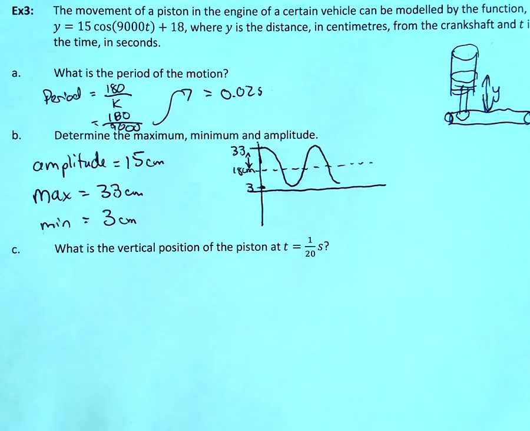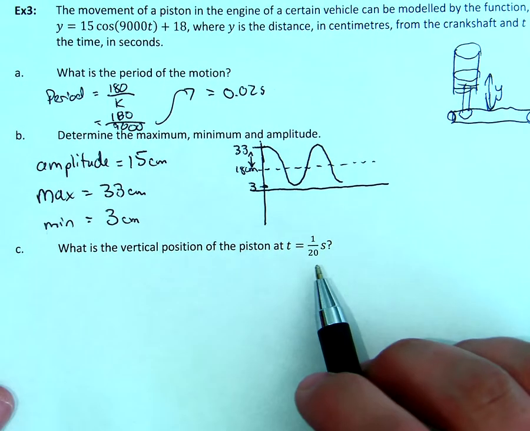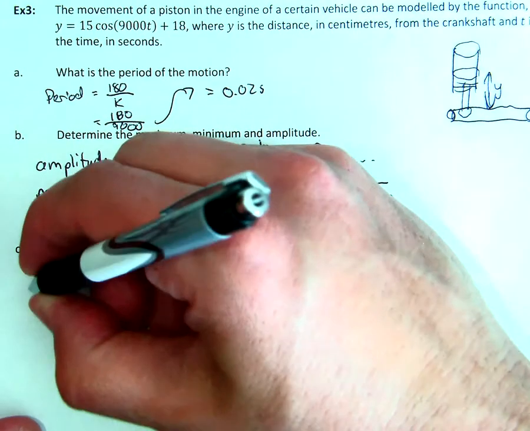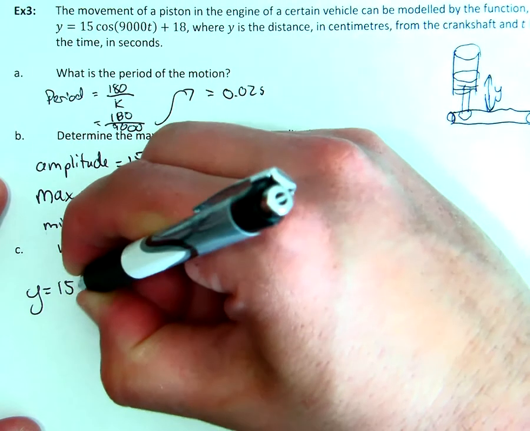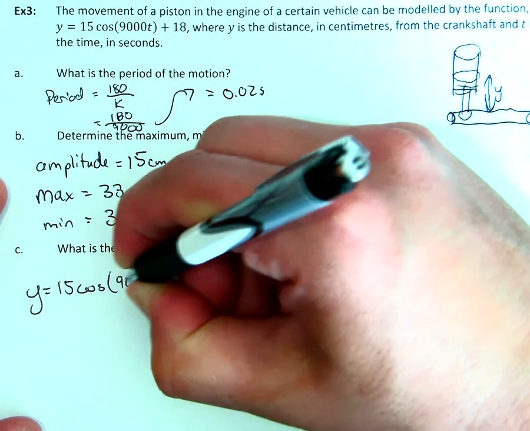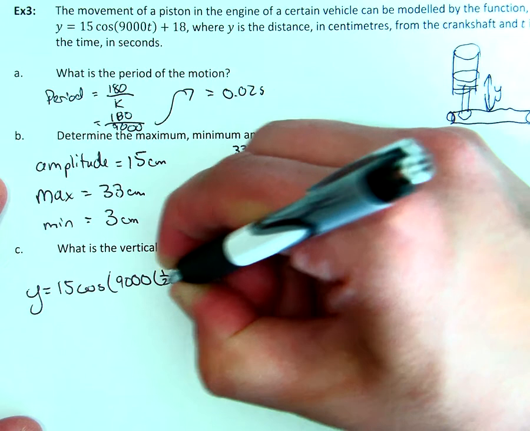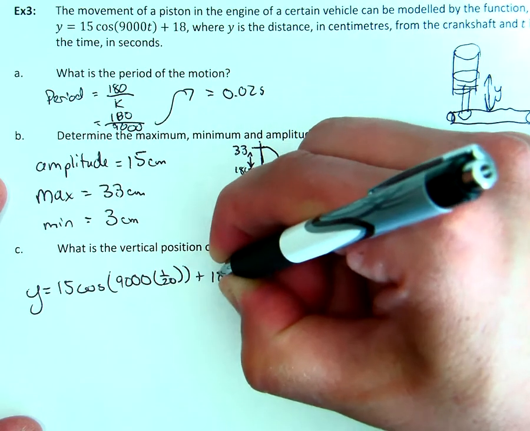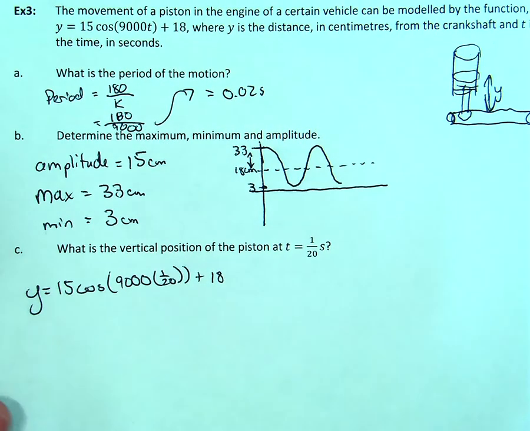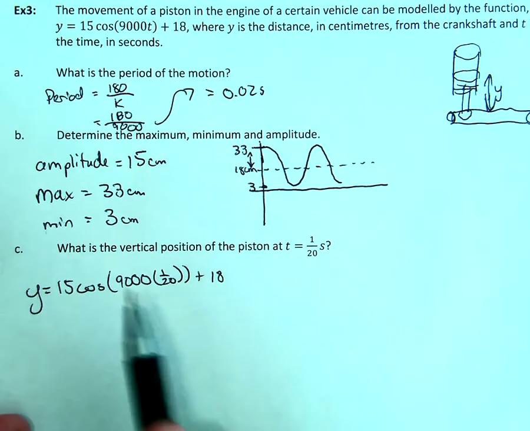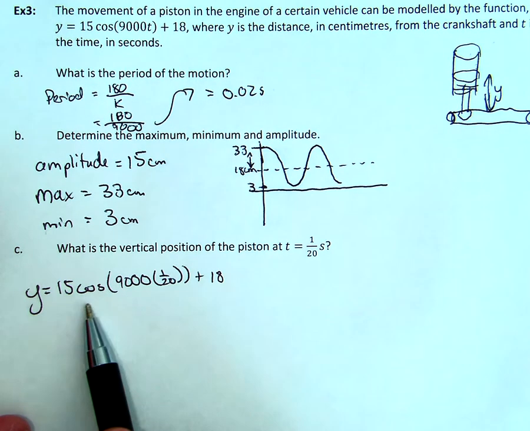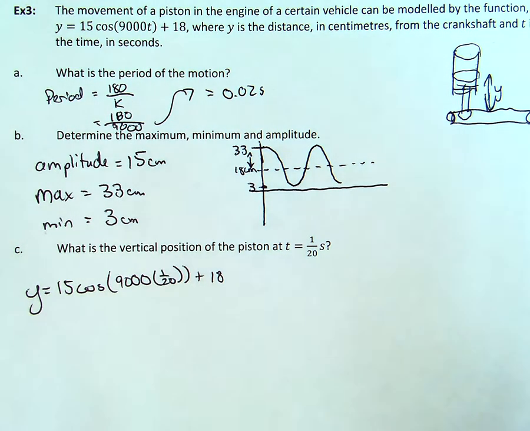And then for part C, we're asked to find the vertical position of the piston at t equals 1 over 20 seconds. So we want to find the y value, and I'm going to let t equal 1 over 20. So y will be equal to 15 cos of 9,000 times 1 over 20, plus 18. On your calculator, it's going to be like BEDMAS. The cos would be kind of like an exponent in BEDMAS. BEDMAS doesn't really account for trig, but it would be kind of like that.